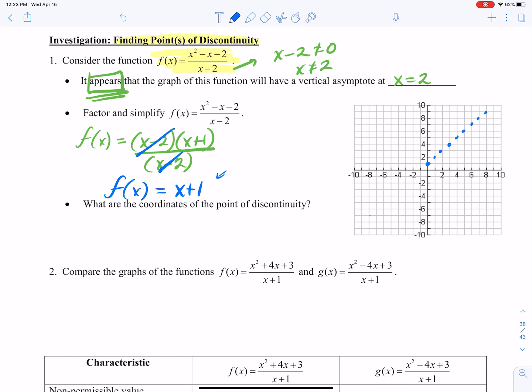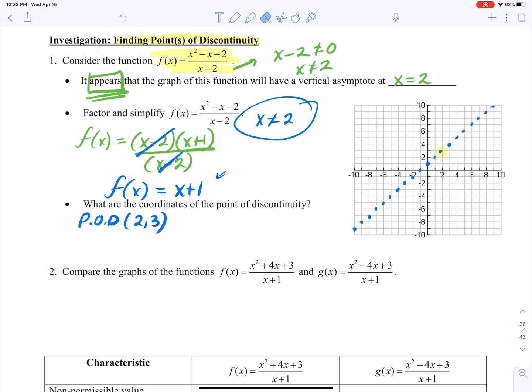It would be a line that would look like this. But we talked about it earlier. I have a non-permissible value here, and I know that x cannot equal 2. So on this graph, where x is 2, this point can't exist, and that's where we talk about a point of discontinuity. So what are the coordinates of that point? I can take a look. Looking at the graph, it is at 2 and 3.